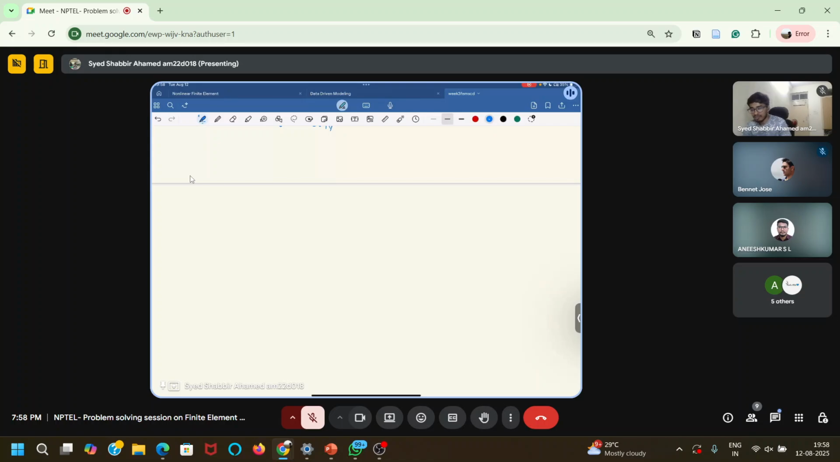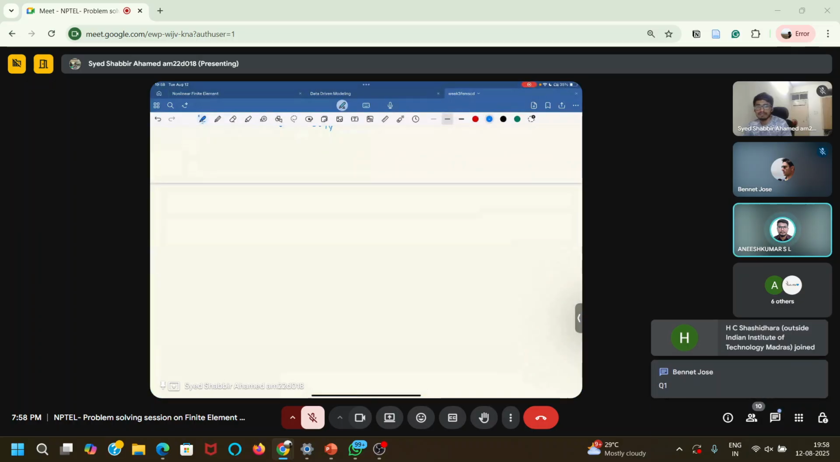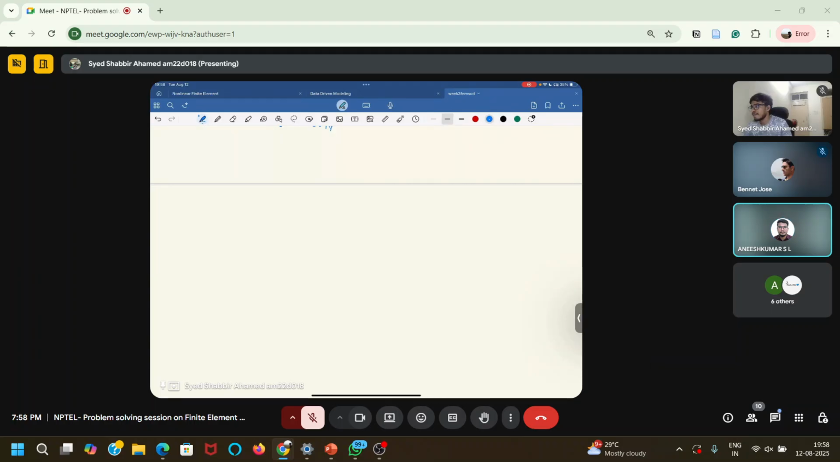In which question are you confused? I think in all the problems, along with the bar element, one spring is also connected. In some cases it is in series, and I think in some it is parallel. So how will we take that into account?